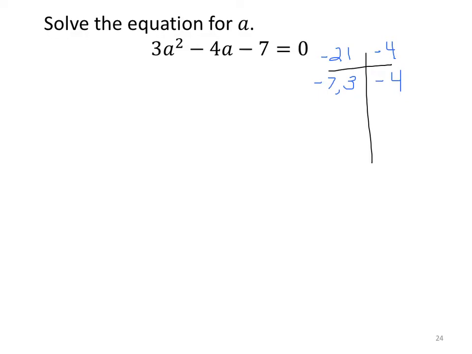Now in grouping, remember, we bring down the first term, then we write our numbers instead of the middle term, and we try to put the positive at the end, so we're going to use the negative first, so that would be minus 7a plus 3a, and then we bring down the last term. Now we group.